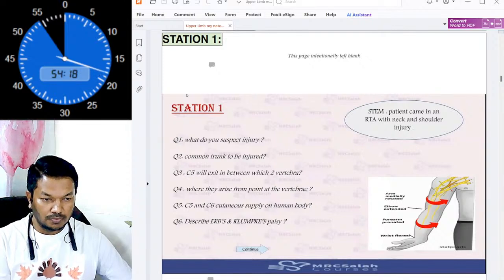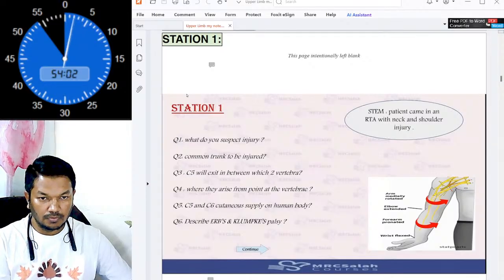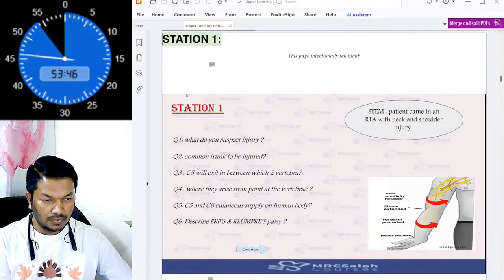In case of Klumpke's palsy, injury to the lower trunk, cervical 8, thoracic 1, and it's called claw hand deformity. Motor affection is the paralysis of the intrinsic muscles of the hand and paralysis of the flexor group of muscles of the wrist except flexor carpi radialis, with hyperextension of the metacarpophalangeal joint and flexion of the interphalangeal joint. And sensory affection, loss of sensation on the medial side of the forearm and hand.